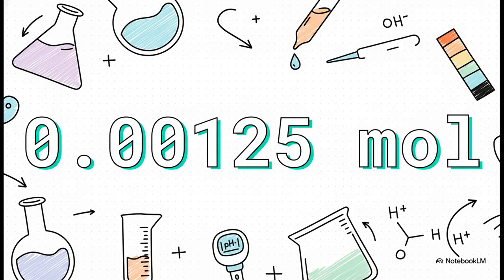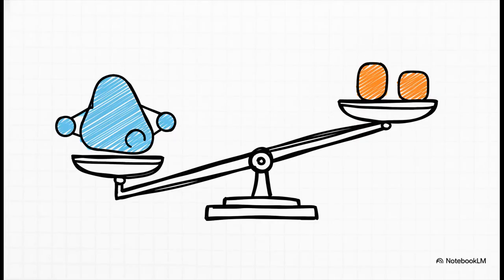Okay, step 1. We always start with the substance we know everything about. In this case, that's the acid. So let's find the number of moles. It's just concentration times volume. But, and this is key, remember to convert your volume from cubic centimeters to decimeters cubed by dividing by 1,000. Do that and you get 0.00125 moles.